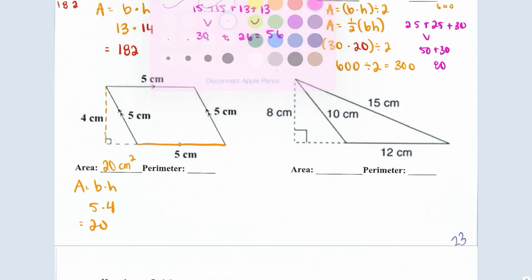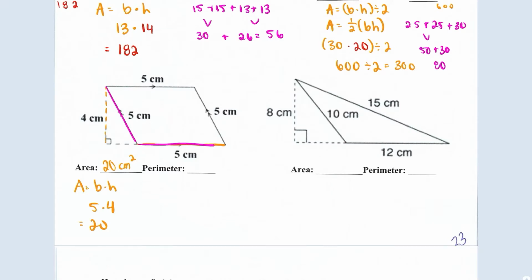And then for perimeter, like I was saying earlier, you're adding up all of the outside. I don't want to say outside because our height is outside, but I want to say the outside of the shape that we are finding the perimeter of. So in this case, we are just adding 5 4 times. So you do 5 plus 5 plus 5 plus 5, or you could do 5 times 4, which also gives you 20. And our units are in centimeters.